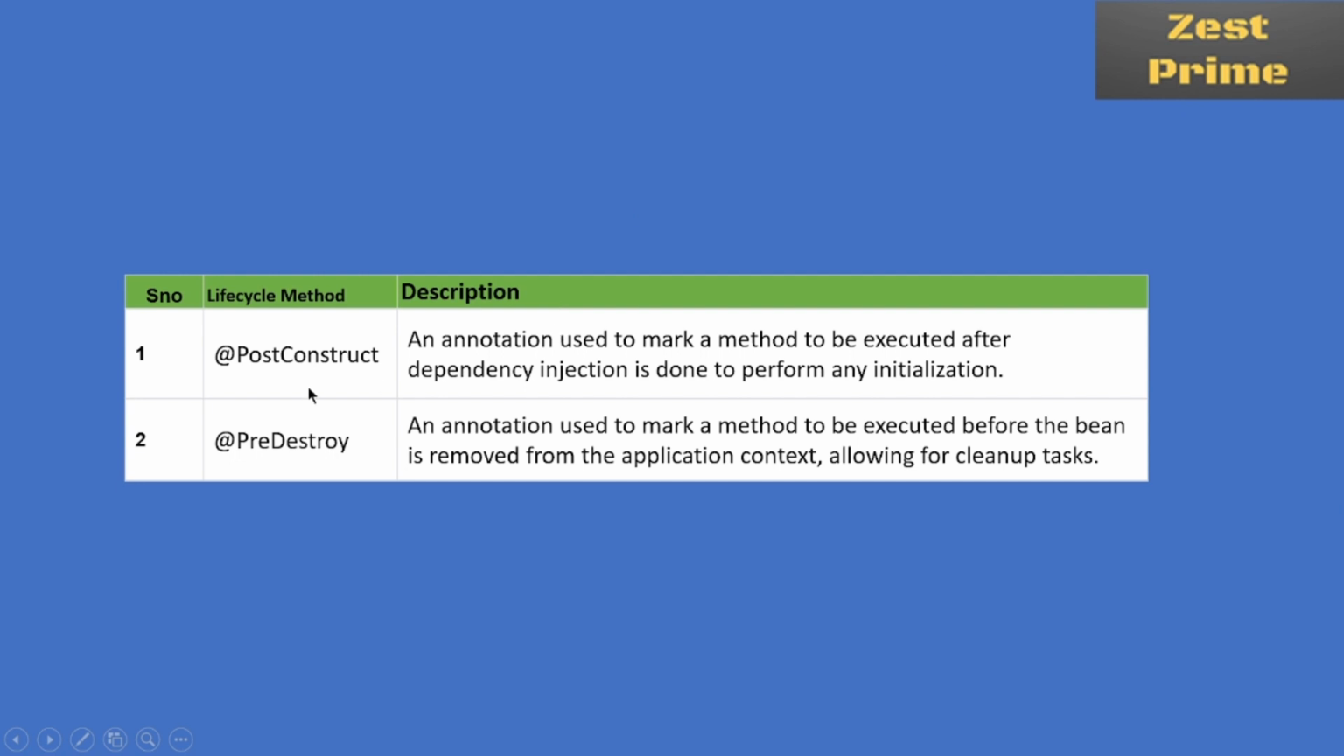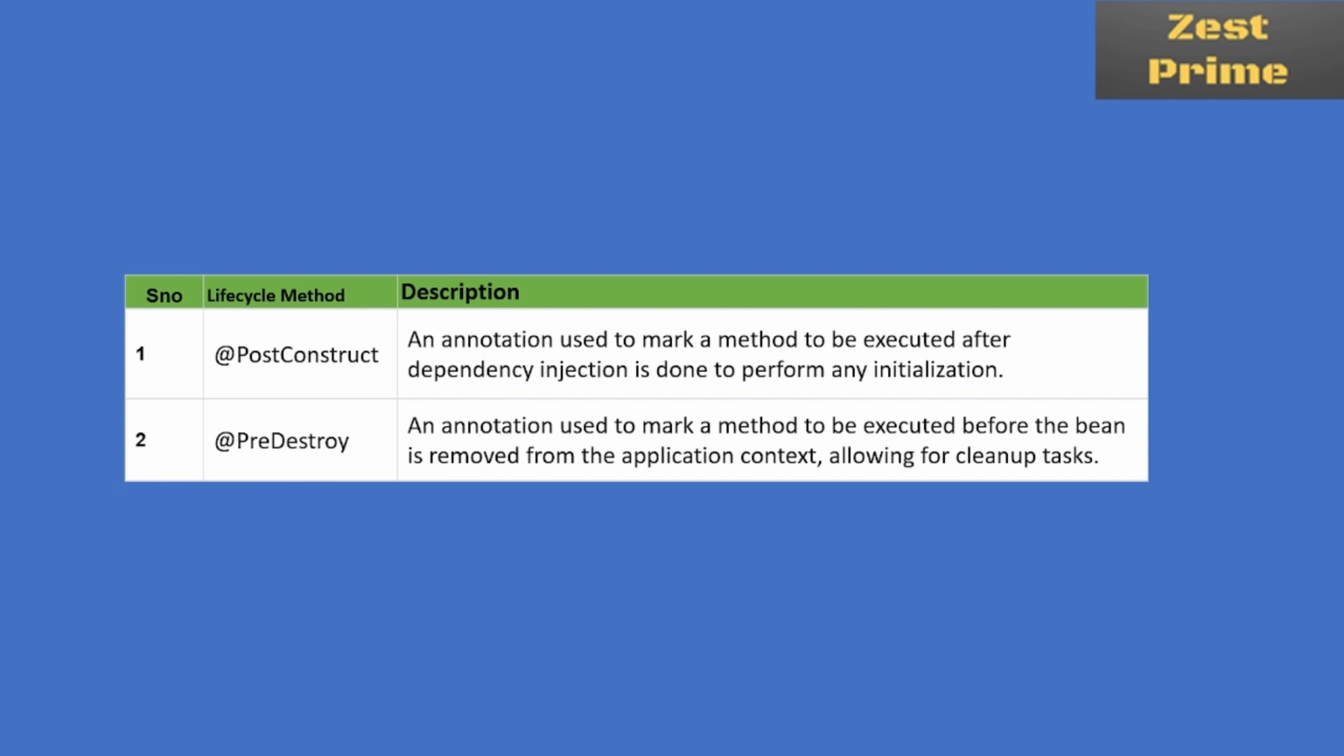The first one is PostConstruct. Once the object is created completely and the injection is done, then this particular method will be executed. The next one, PreDestroy, will be executed once the object is completely removed from the context. Here you can do some additional tasks like cleaning database connectivity or removing any cache data. This kind of cleaning activity can be done in the PreDestroy methods.